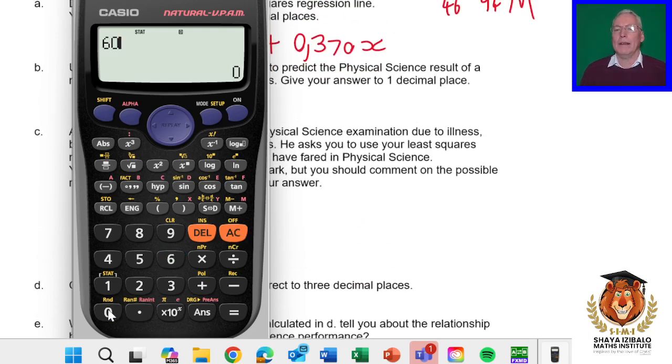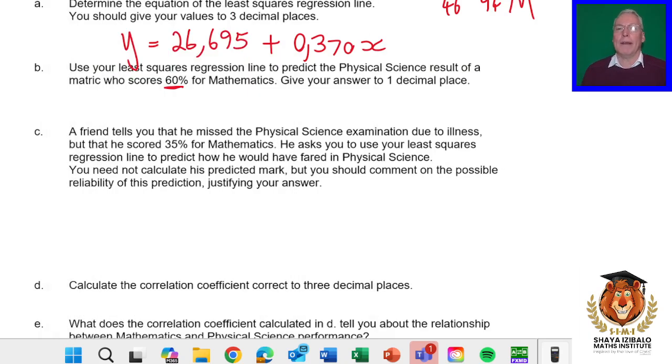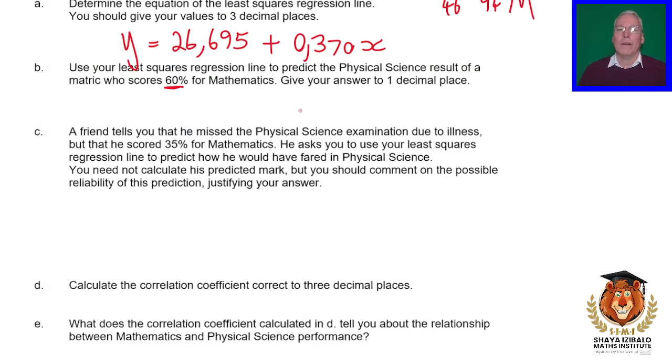Okay, we'll look at the strength of the relationship just now, but let's get that number. So we put in 60, and then we go shift stat 5 for regression, and 5 to get the y value for 60. And we get 48.9. All right, 48.9%. That's what we might expect someone to get for science. You'll see the science marks seem to be lower than the maths marks generally.